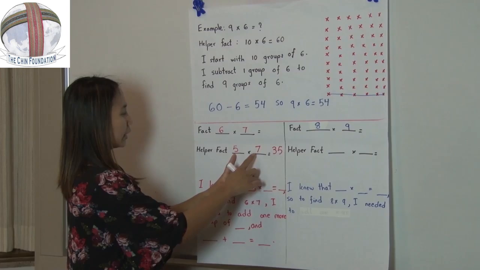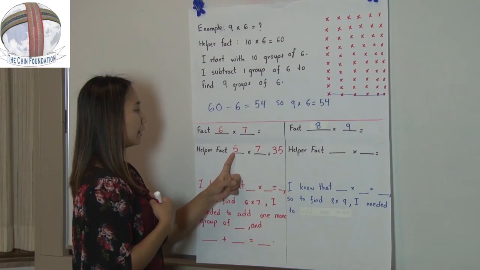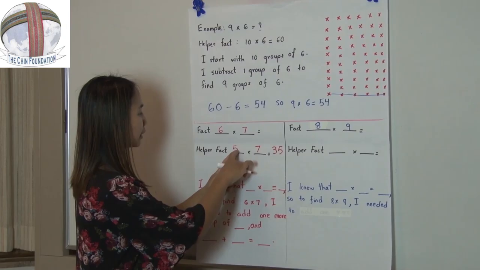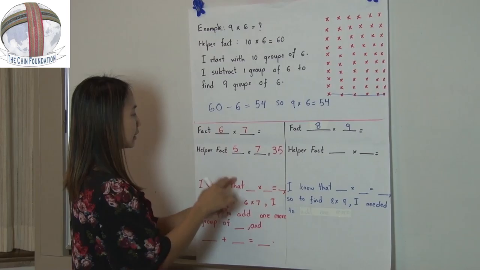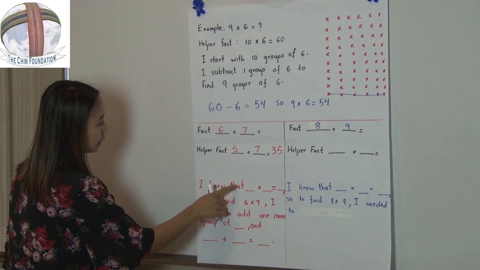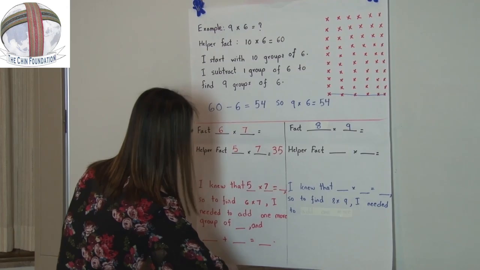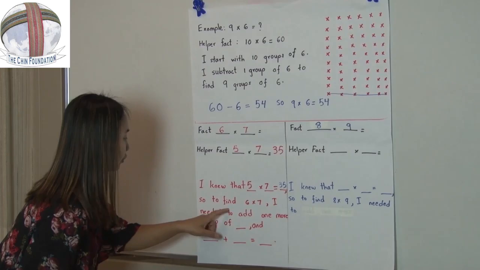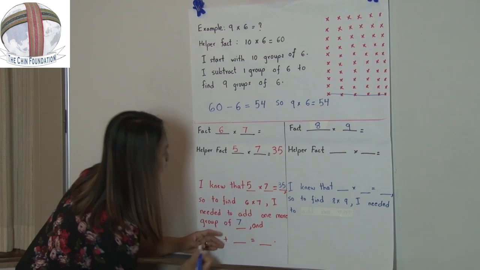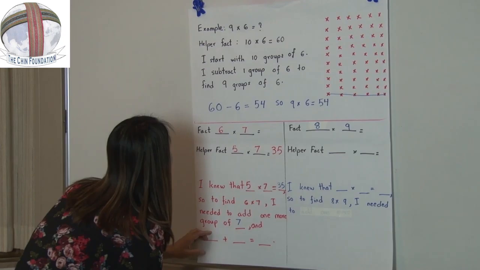Okay. So I look at 7 times 5. So this is 5, this is 6. So I know I need to add it to get to 6, 7 times 6. Six groups, one group of six. So I knew that 5 times 7 is 35, so to find 6 times 7 I needed to add one more group of 7. Sorry, it should be 6.